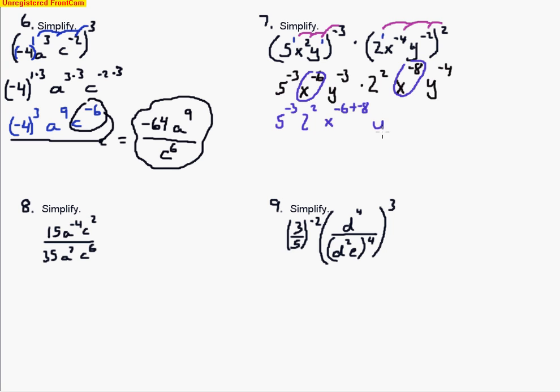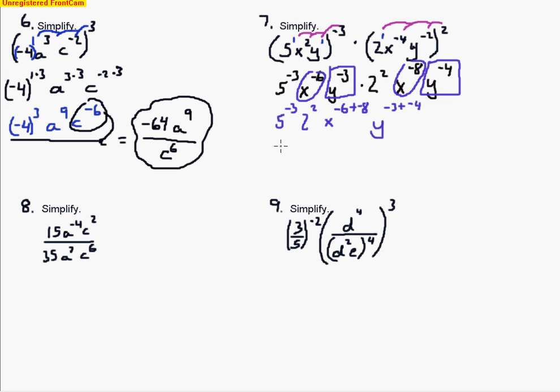Now take the y. So we have y to the negative third, and we have a y to the negative fourth. And so we can add the exponents up. They have the same base of y, so we can add the exponents. And then we just go ahead and see what we've got left over.